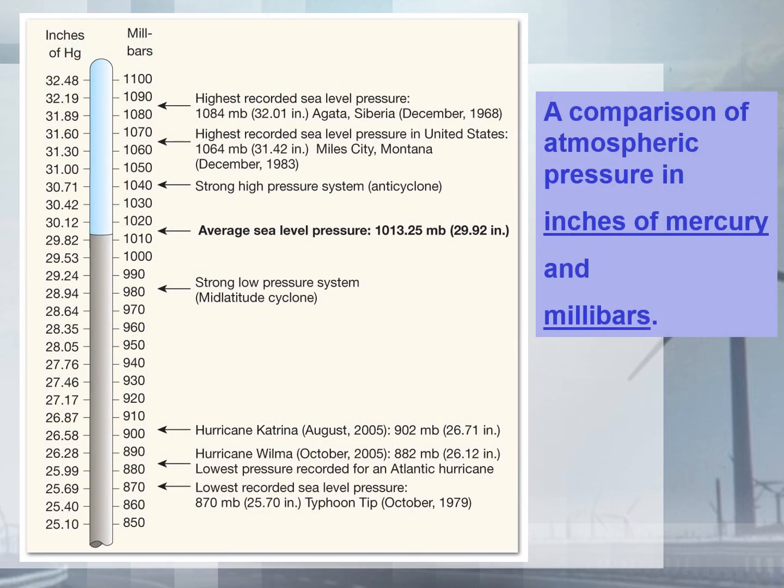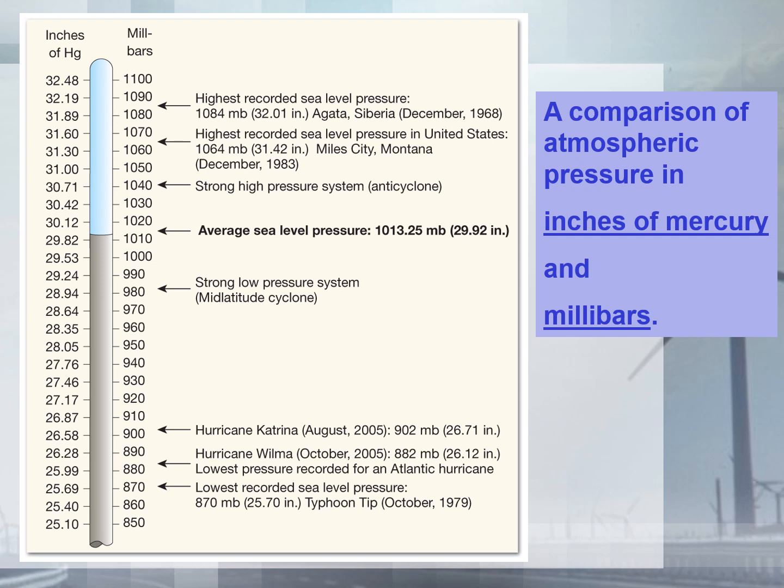Okay, so this is a neat graph here. They're showing inches of mercury. If you're wondering, what is that Hg there? Well, that's mercury. That's its symbol on the periodic table of elements. So they're showing inches of mercury and millibars. What they're showing here is your average in millibars, slightly above the middle. And then it's giving you some other examples here to compare it to.